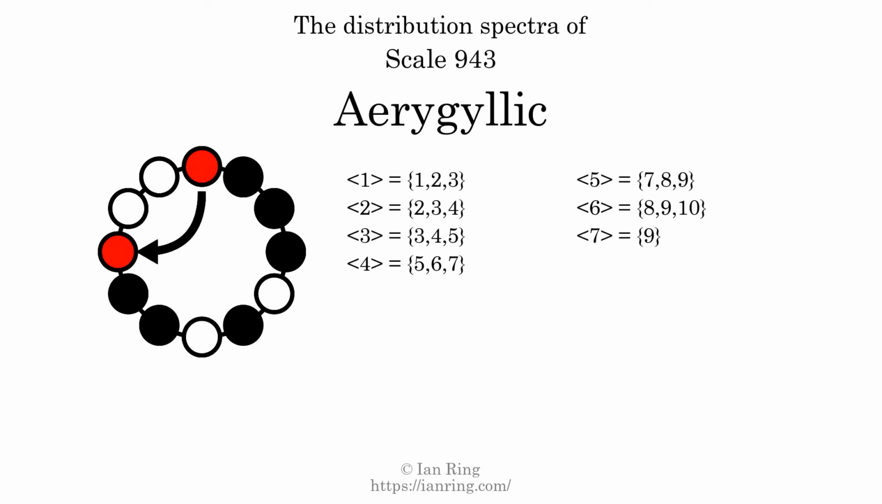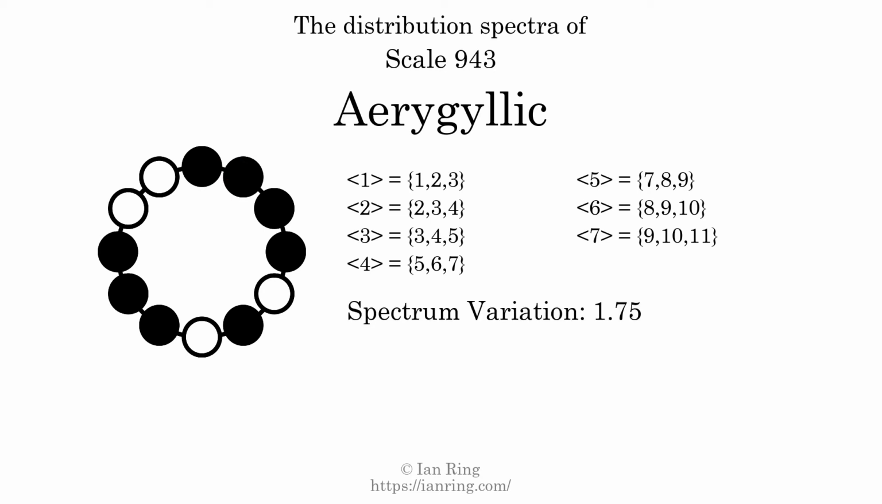9 semitones, 10 semitones, and 11 semitones. The spectrum width of this generic interval is 2. The spectrum variation is the sum of all the widths, divided by the number of tones. The spectrum variation of this scale is 1.75. Since the variation is greater than 0, this indicates that the scale is not perfectly even.